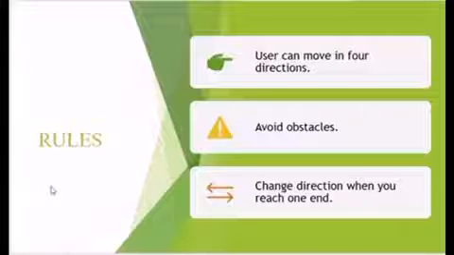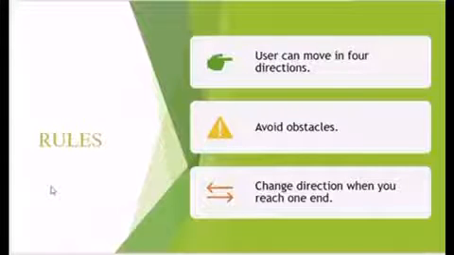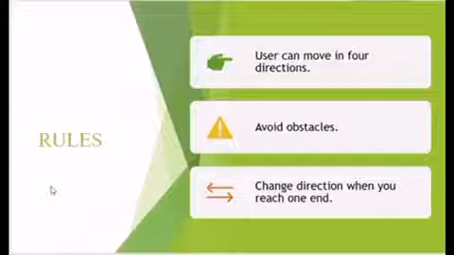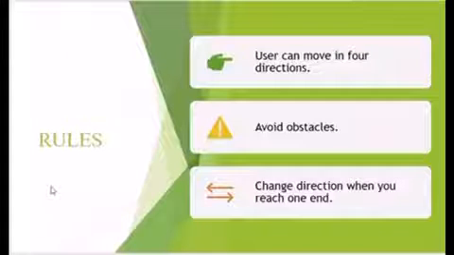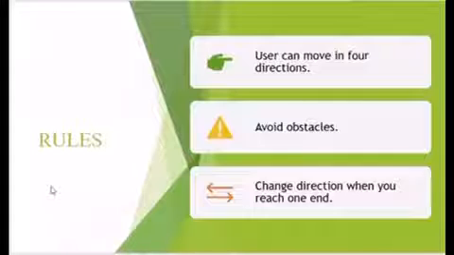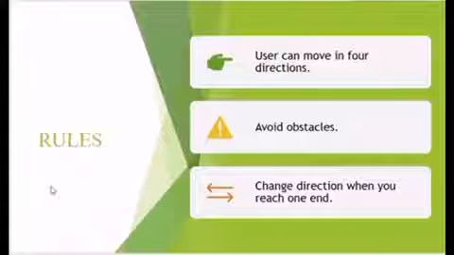So that means the user can move in all the desired directions to escape from the obstacles. And the second one, he has to escape from the obstacles because when the obstacle touches the user, he should start from the starting point to reach the goal. And the third one, change the directions when you reach the end.